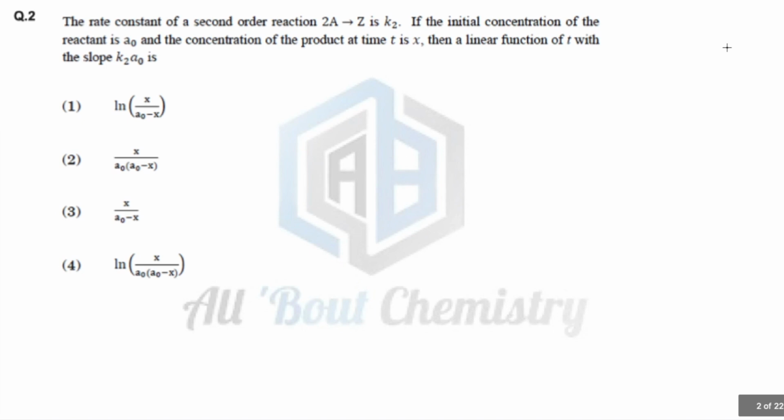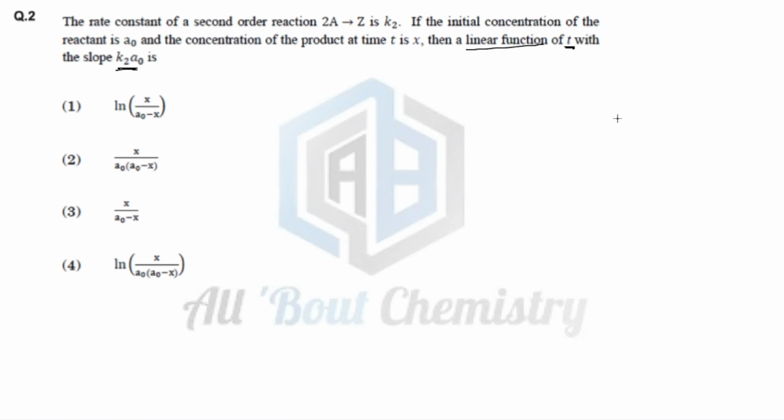Alright, so let's quickly talk about the first question over here, which is from the physical chemistry part, and it says that the rate constant of the second order reaction, the reaction is given to you that 2A gives product Z, is K2. Okay, so K2 is the rate constant, and it says that if the initial concentration of the reactant is A naught and the concentration of the product at time T is X, then the linear function of T with the slope K2 A naught is, okay, so you need to find out the other function. This has to be the slope, and it says that it's a linear function.